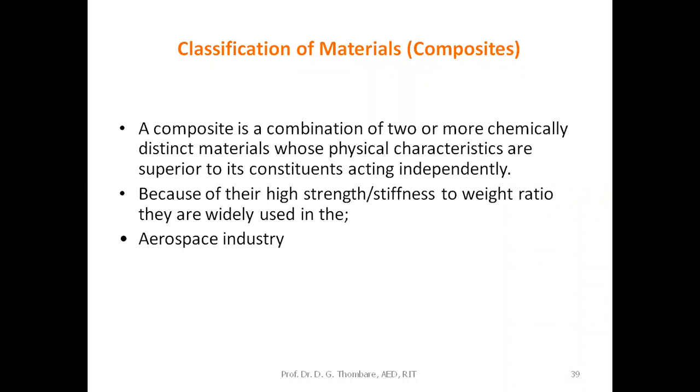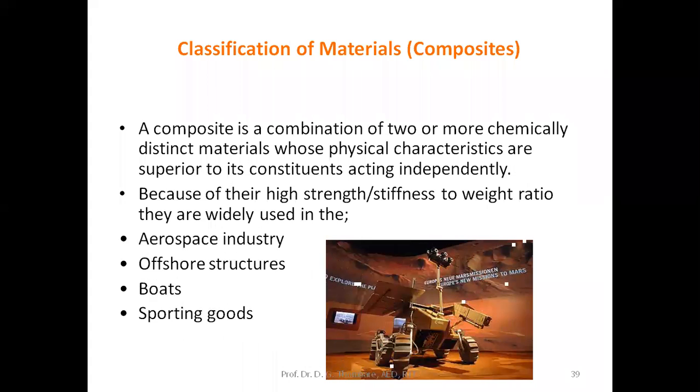Composites do have certain benefits. First, the benefit of composite material is its strength. Two different materials, when they combine together, become a composite, and they are bound together either by means of a chemical bond or metal bond. Because of their high stiffness and high strength, they are widely used in aerospace, offshore structures, boats which are required to be light in weight, and sports materials. So this is the benefit of using composite materials.